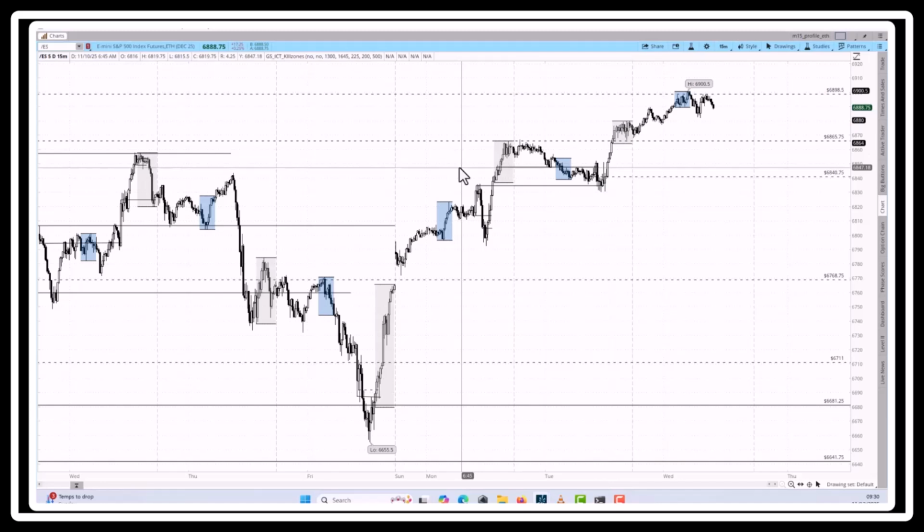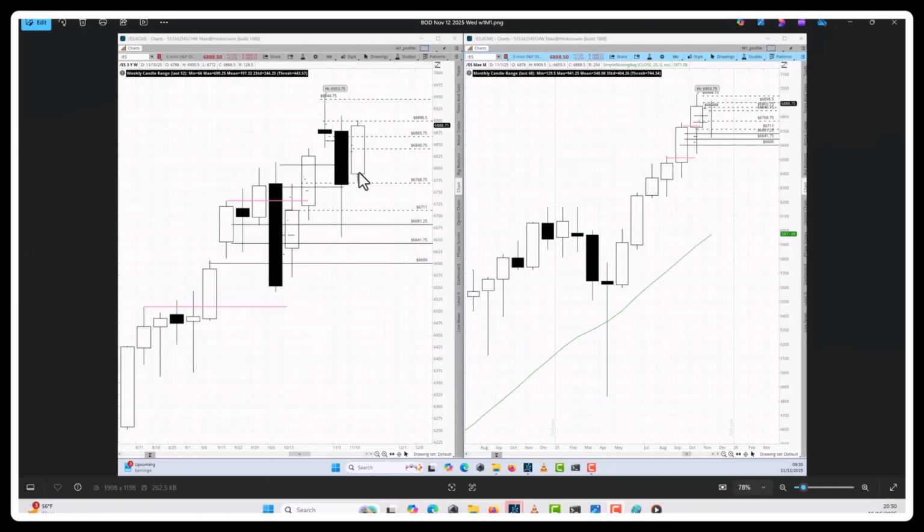Alright, let's review Wednesday, Thursday, and Friday. So here's the beginning of Wednesday on the weekly right there. It looks like it's the level, right? That's from a break, and then it reversed. So that's the key level right there, around 68.40 or 45, a little bit above there.